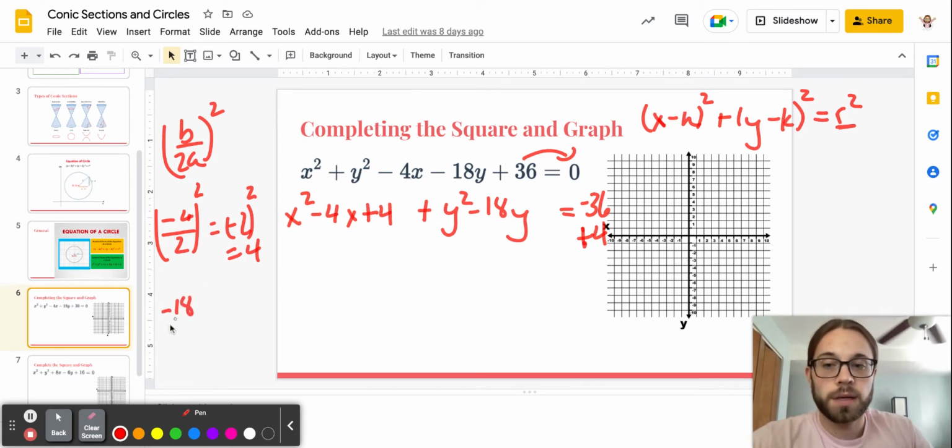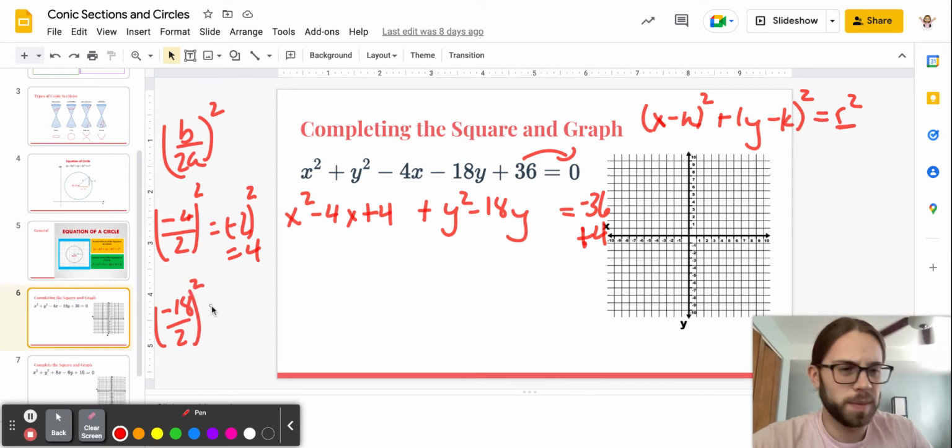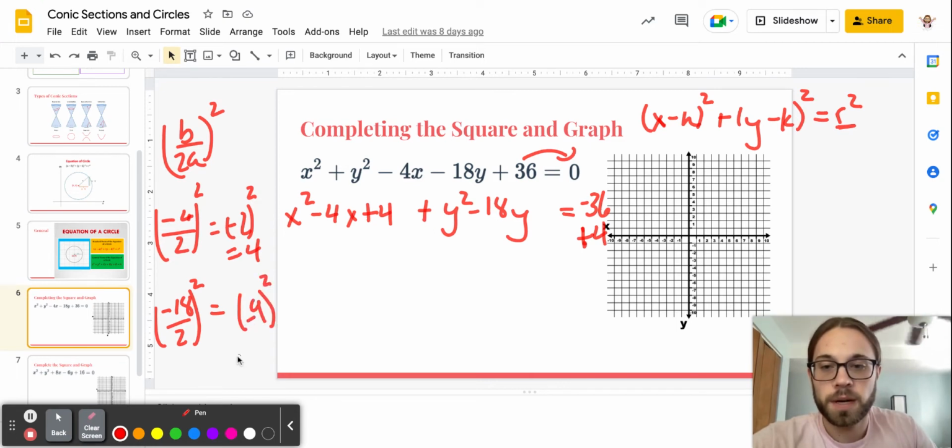So negative 18 over, again, a is 1, so that's nice. To be perfectly honest, when a is not 1, you're not happy about it, but it's very similar, and we'll take a look at what that looks like. But it'll be -9 squared equals 81.